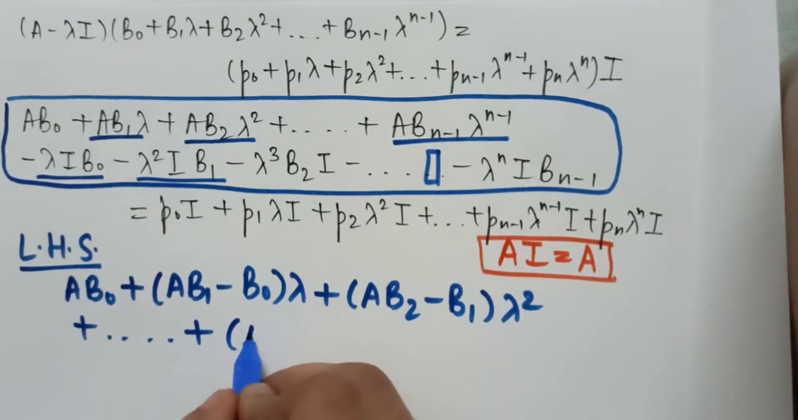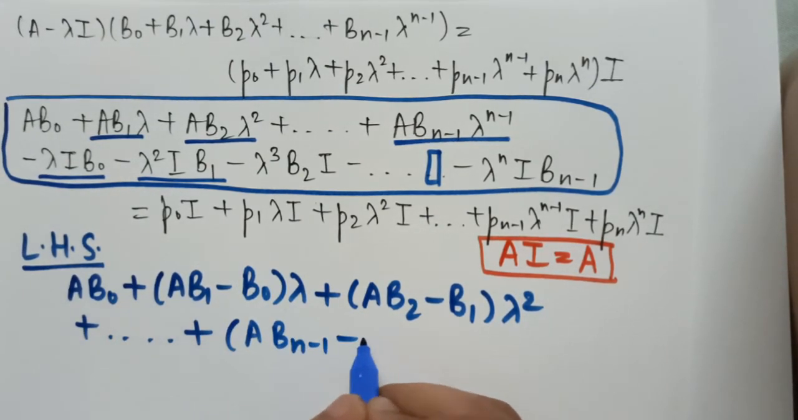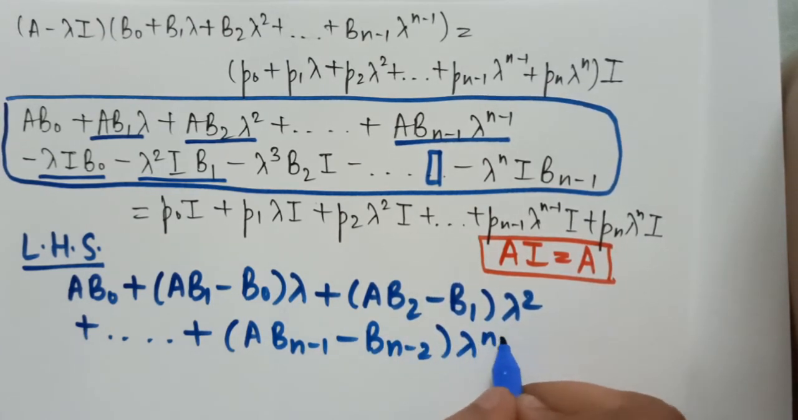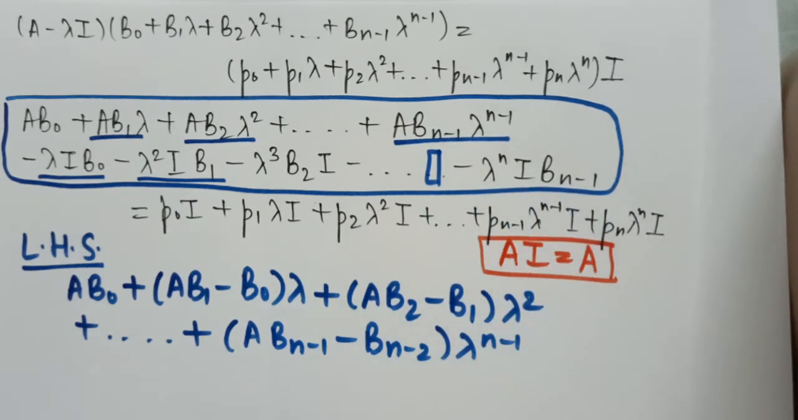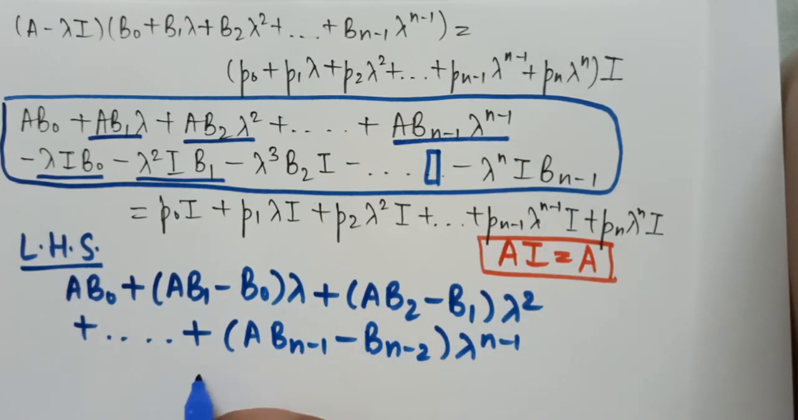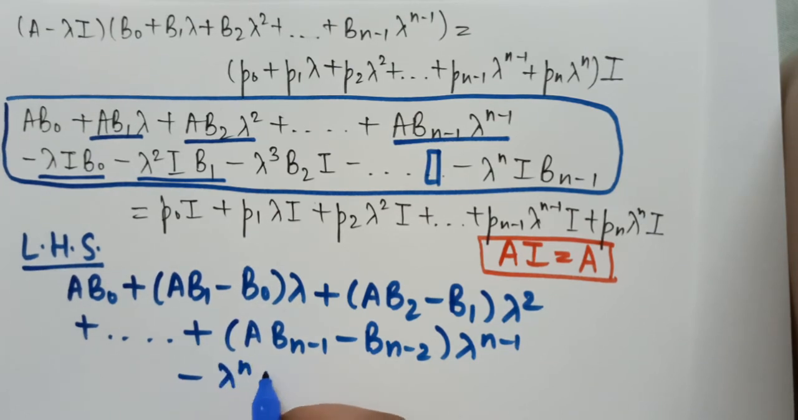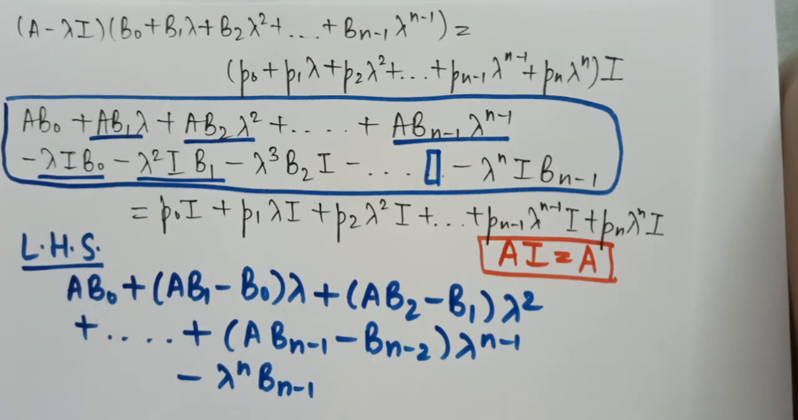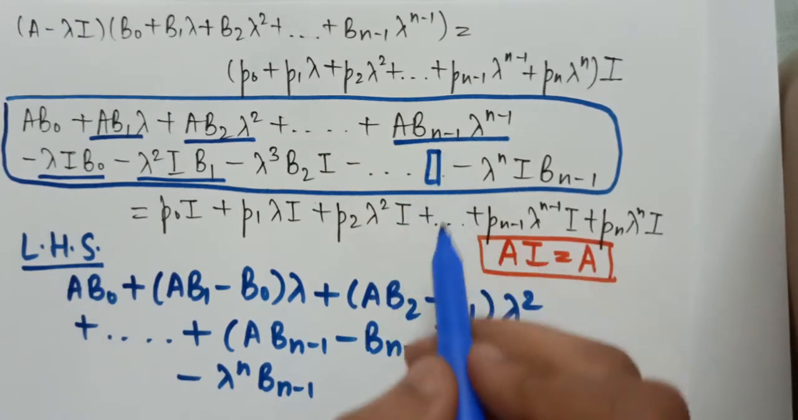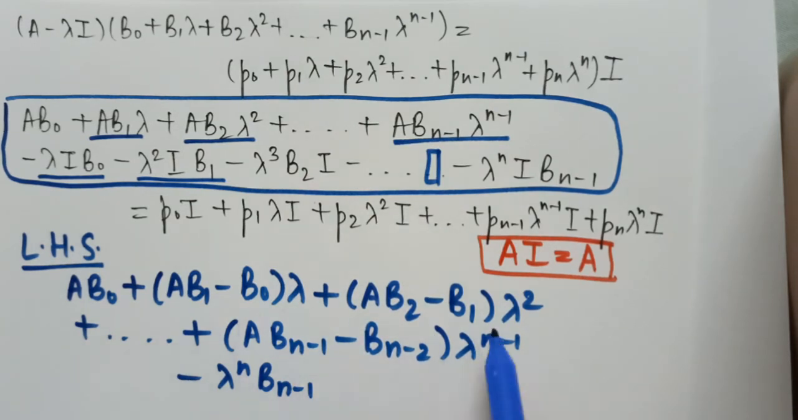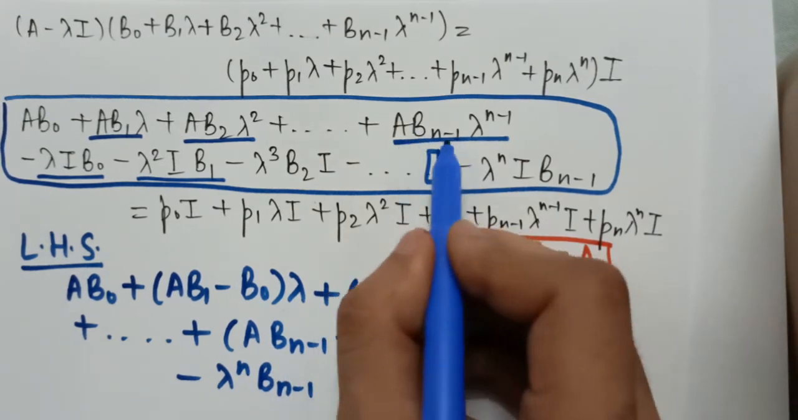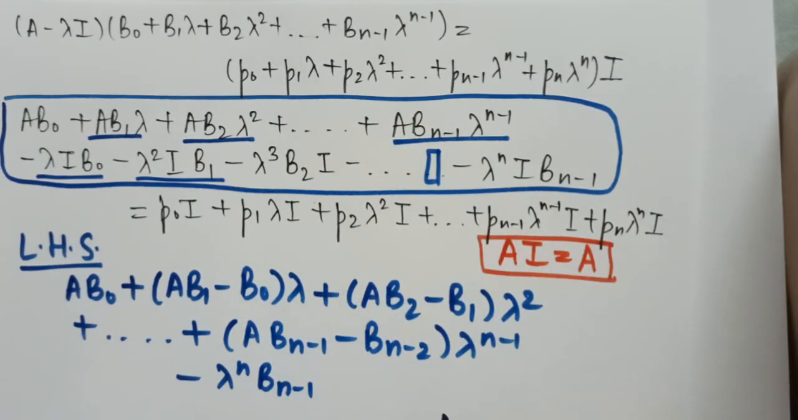So it will be just A b_{n-1} minus b_{n-2}, bracket lambda^{n-1}, and then this last term we've got is minus lambda^n I into b_{n-1}, is simply b_{n-1}. So how do we get to know that here will be b_{n-2}? By following the same way, since here is b1, b0, b2, b1. So if there will be b_{n-1}, here simply will be b_{n-2}. So this is the left hand side of the equation.